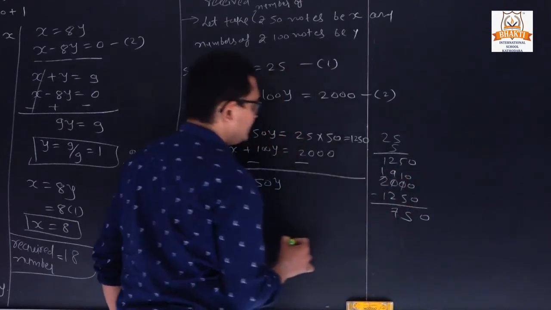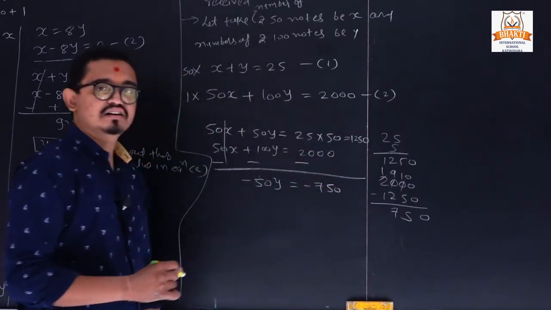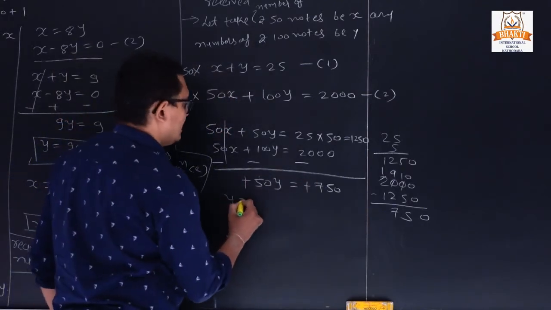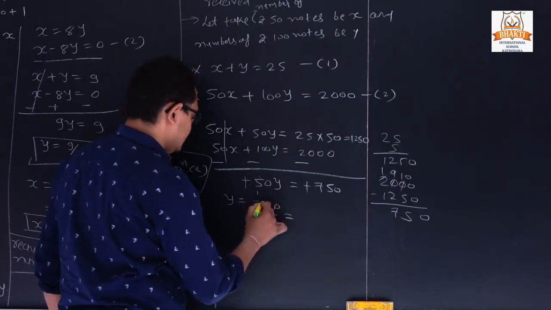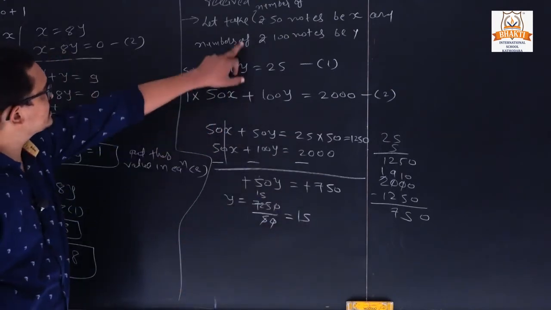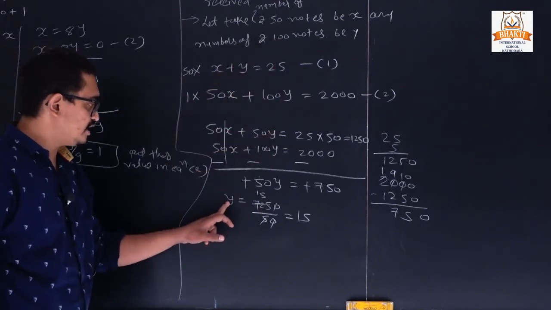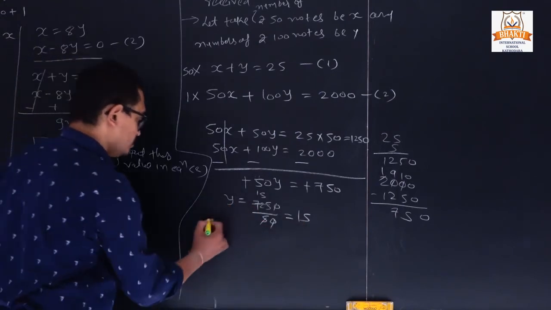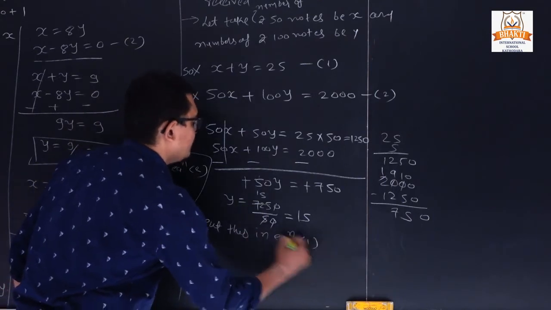So it is 750, but minus 750 because here 2000 is the greater number. So minus, minus become plus. So y is equal to 750 divided by 50. Zeros cut, 5 sevens are 35... so y is 15. It means y is the 100 rupee notes. So how many 100 rupee notes did we get from the bank? It is 15.